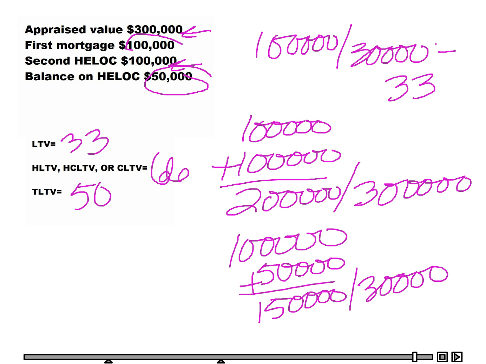So again, the total loan-to-value is based on the first mortgage and the amount disbursed on the second mortgage, whereas the HLTV, HCLTV, or CLTV involves the first mortgage amount and the maximum amount or the recorded amount of the credit line on the second mortgage HELOC.